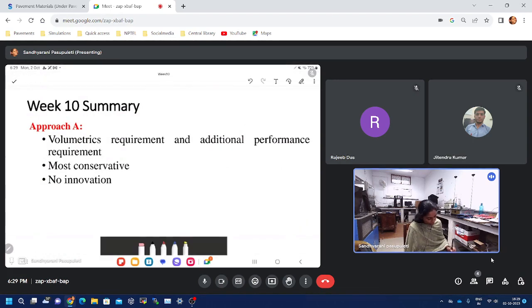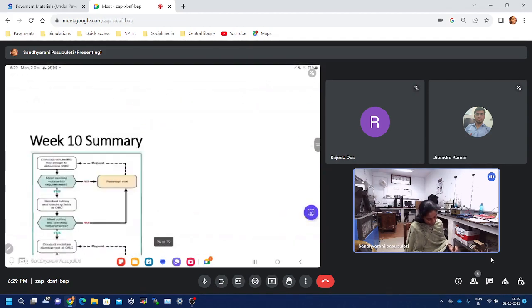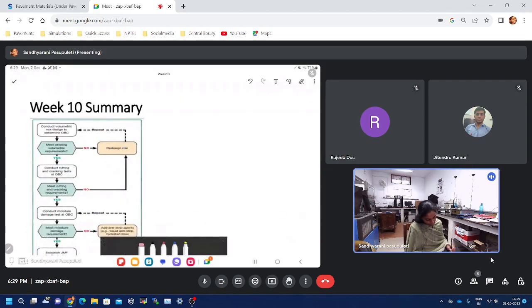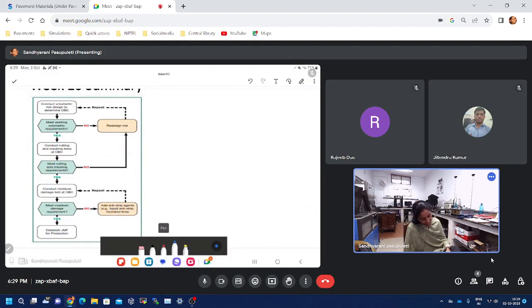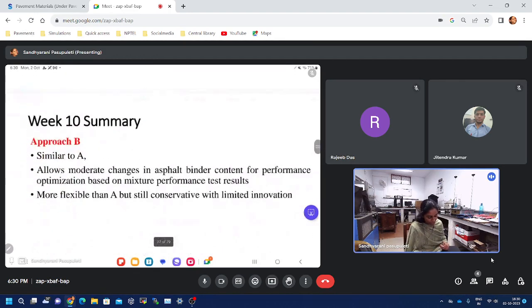So whatever we have discussed till now, in approach A, is the volumetrics requirement plus additional performance. This is the most conservative, there is no innovation. This is a very easy flow chart, as you could see. Volumetric mix design, we will determine the OBC. If at that OBC the volumetrics are satisfied, yes, then conduct the rutting and fatigue at that OBC. If they are satisfied, then come down and conduct the moisture damage. If that is met, that's it. Your mix design is finished. This much easy is approach A.